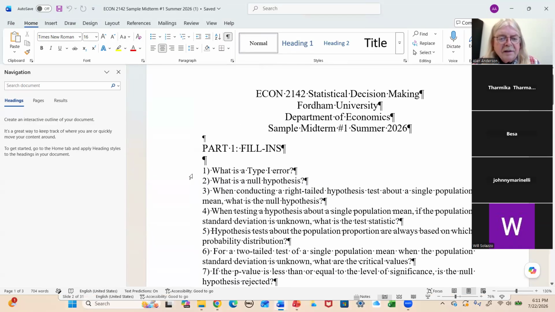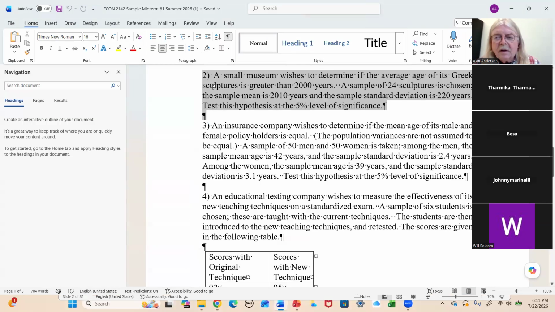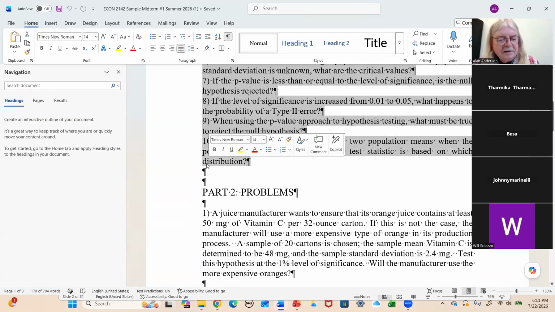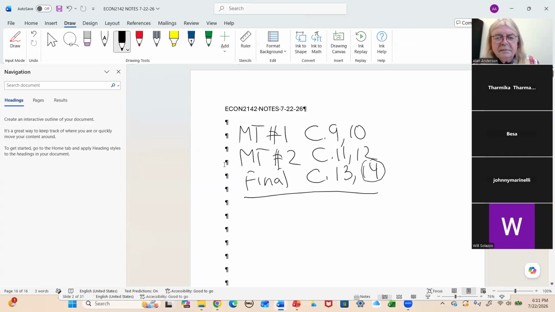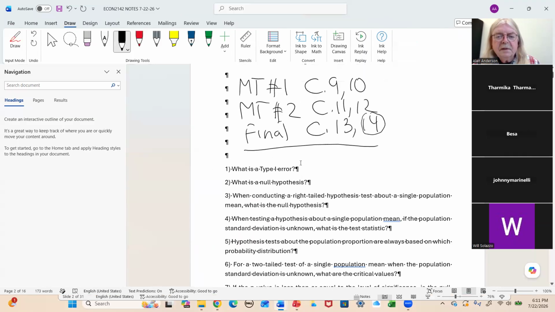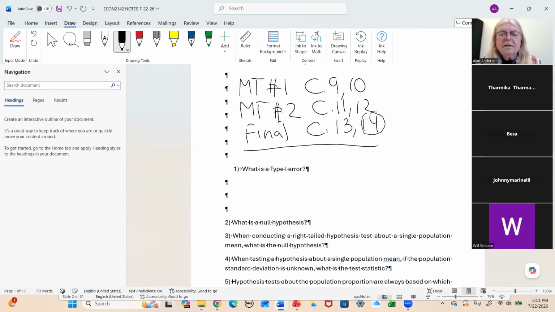Actually, let me copy these so I don't have to keep writing them. Writing them out by hand is very slow compared to typing. All right, so what is a type 1 error?